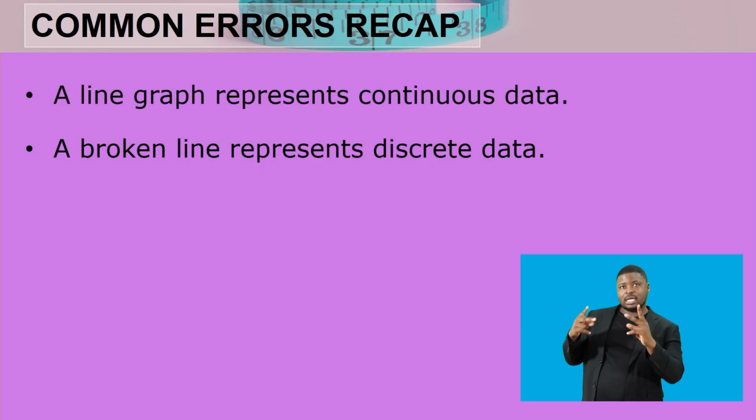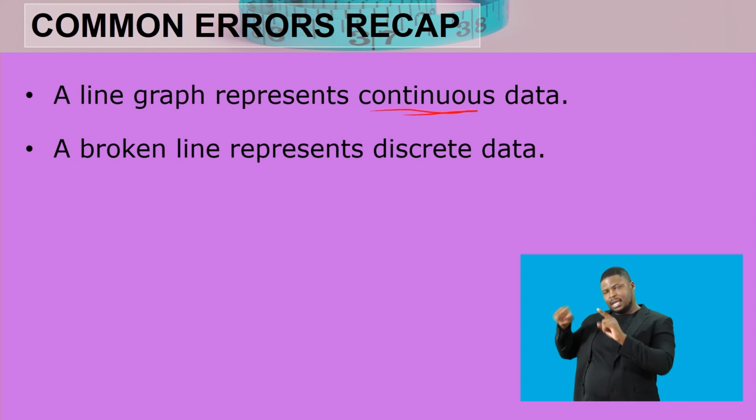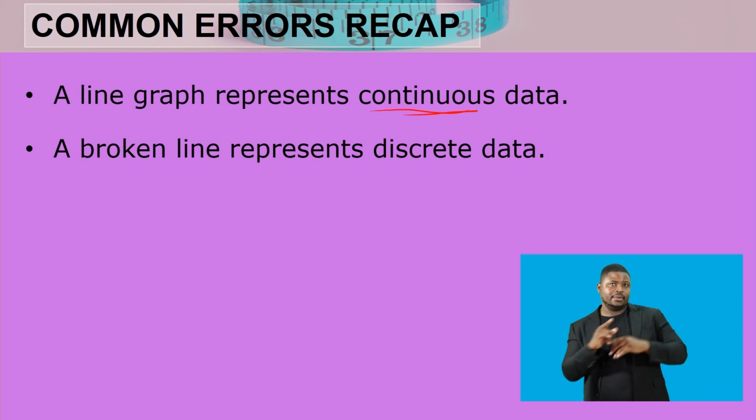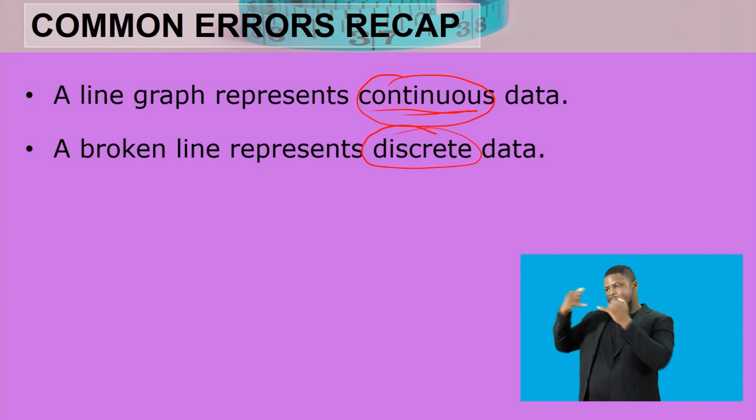and a broken line graph. So a line graph represents continuous data. So there is no way you can take a line graph and represent discrete data. It only represents continuous data, and a broken line graph will represent discrete data. So these are the two errors that we might find ourselves making.